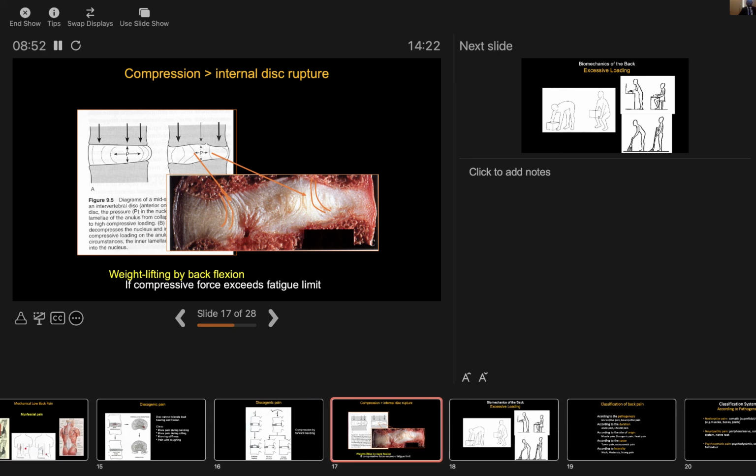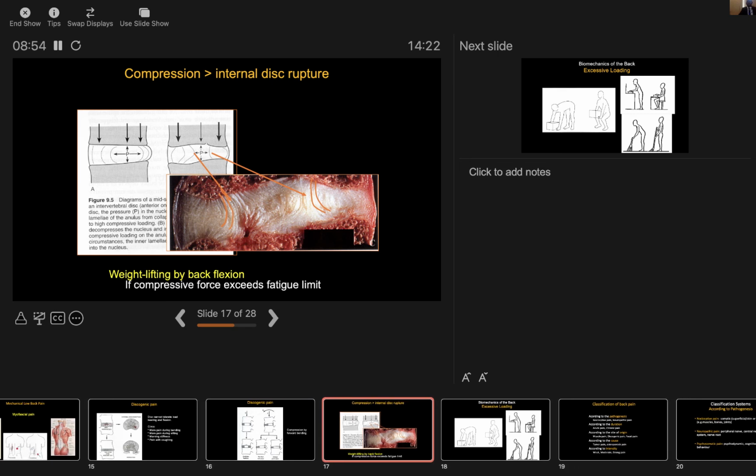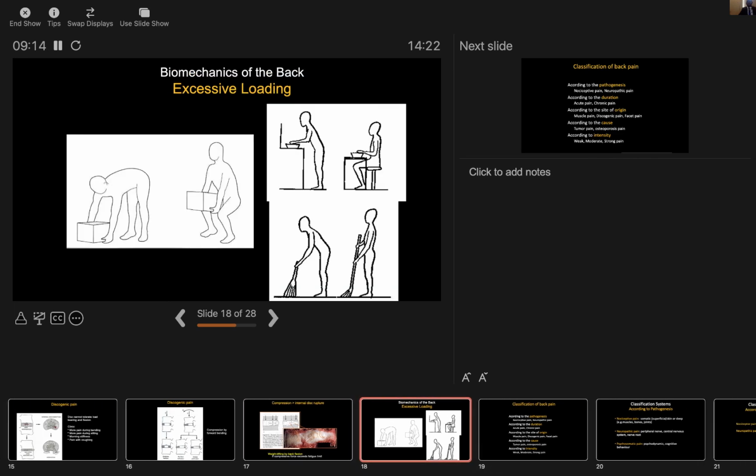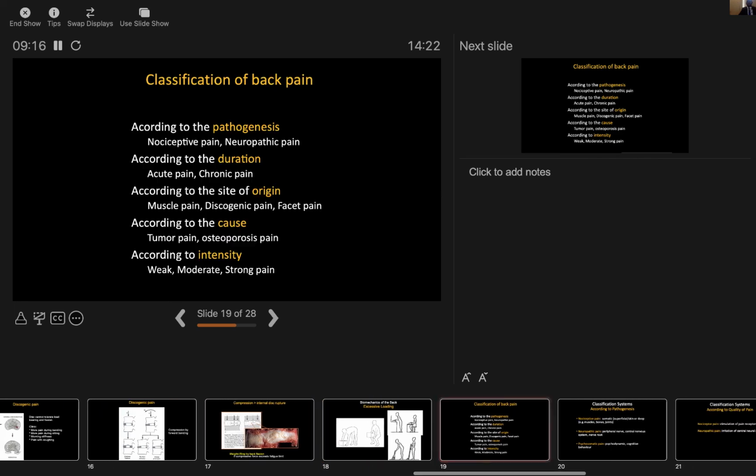These are another appearance of the disc pathology. We call it internal disc rupture. These are some ruptures in the annular layer inside, and it causes back pain without disc herniation. Excessive loading is one of the reasons.